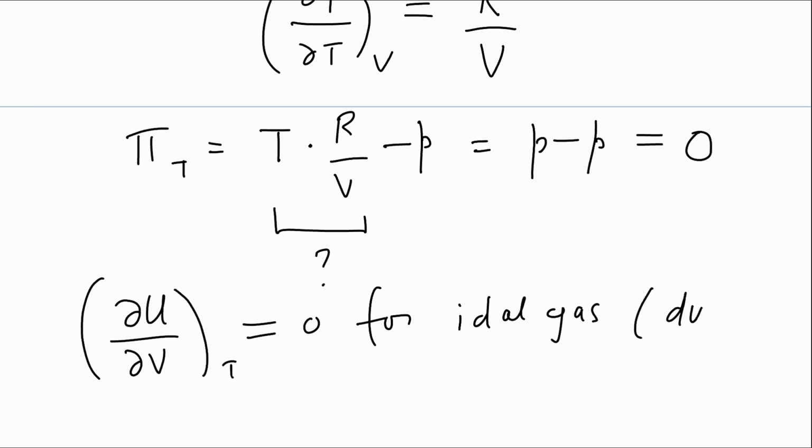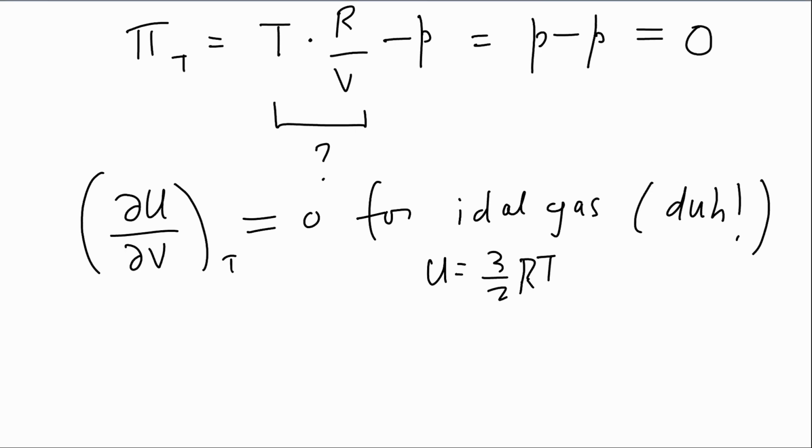Because U is 3/2 RT, and if there ain't no V in there, there's just a T. Now T could be a function of V, but I'm holding T constant, whatever it is. Depending on the variables we use, it could be functions of other things, but I'm holding that thing constant, and everything else is a constant, right? So we proved that.